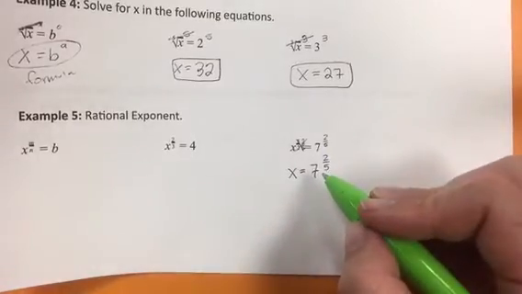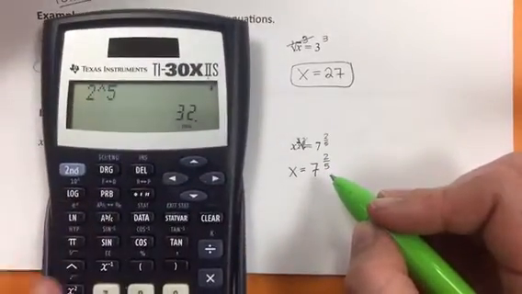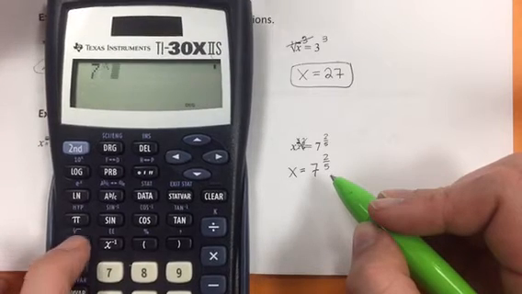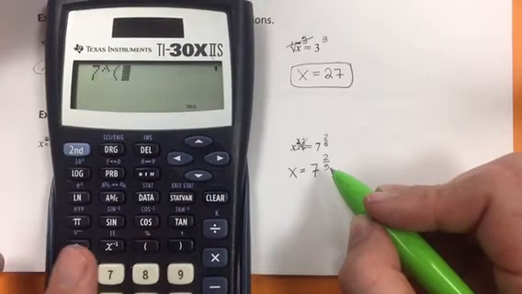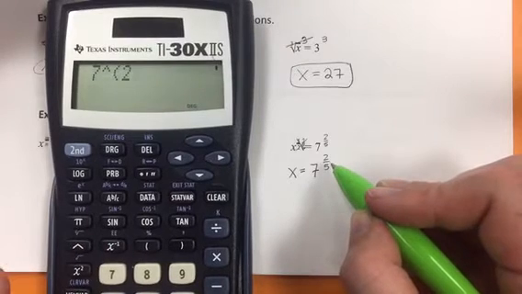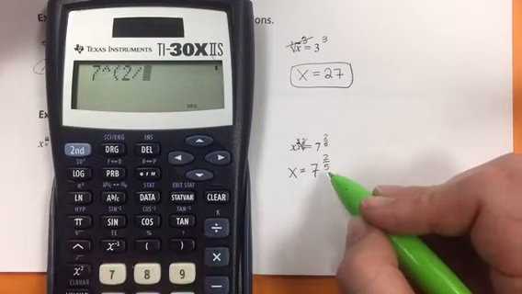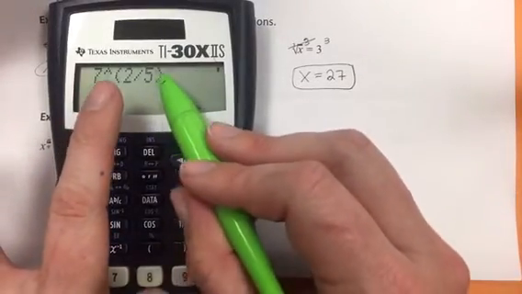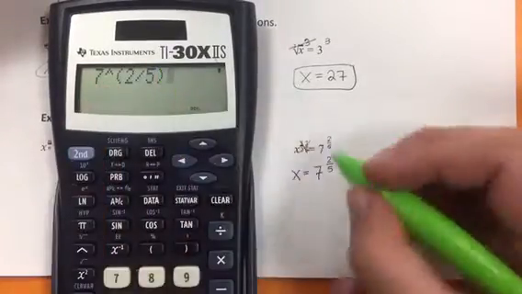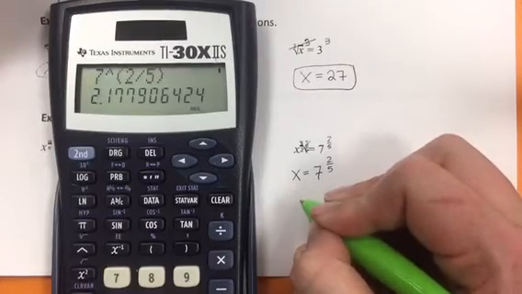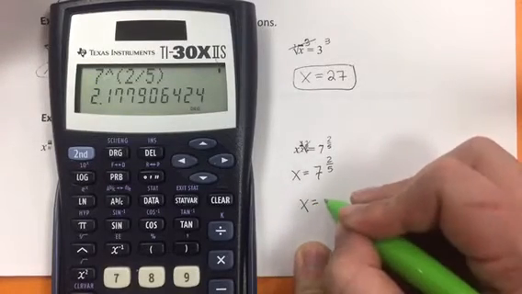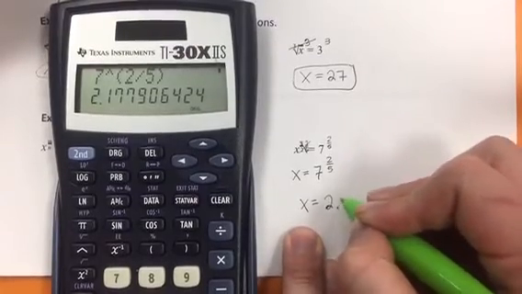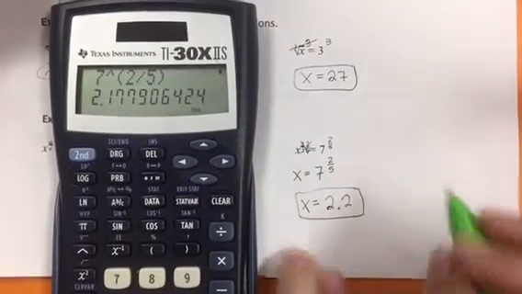Now to enter this, you're going to type 7, caret button, parenthesis, 2 divided by 5, parenthesis. The parentheses tell you that the 2 over 5 is the power. Enter. X equals 2.2. We're going to round it.